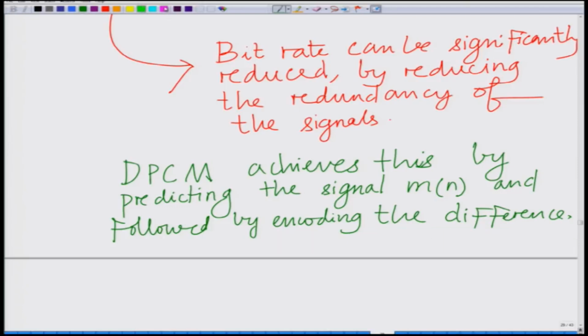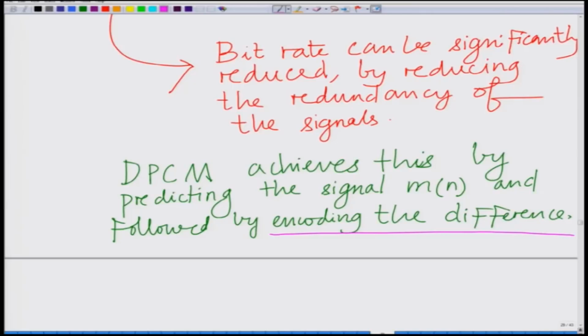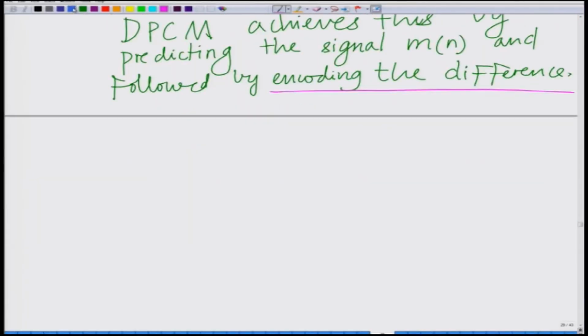If you really look at it, we have a signal with a lot of redundancy, and this leads to predictability of the signal. Because of this redundancy, one can predict the signal, and therefore, rather than quantizing the entire signal, one can predict the signal, look at the difference between the signal sample and the prediction, and then encode the difference. That results in a significant improvement in the quality of the quantization and the quality of the compression.